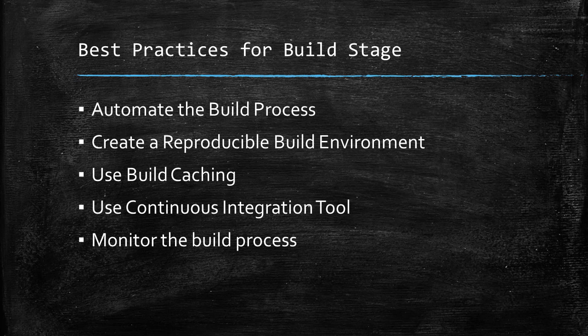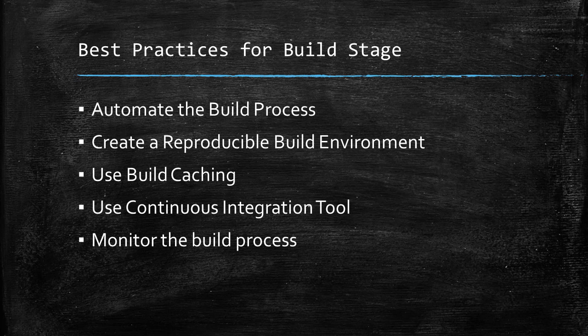Create a reproducible build environment. Create a consistent and reproducible build environment by defining the dependencies, configurations, and environment variables necessary for the build process. This reduces the possibility of errors and ensures consistent build outputs. Use build caching to speed up the build process. This involves caching intermediate build artifacts such as compiled code and dependencies to reduce the time required for subsequent builds.